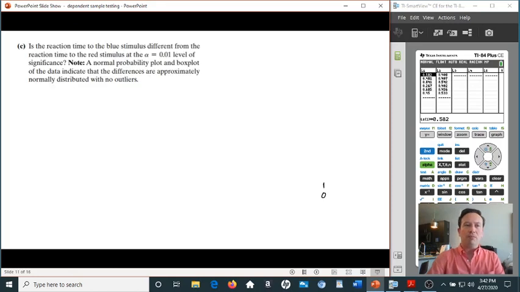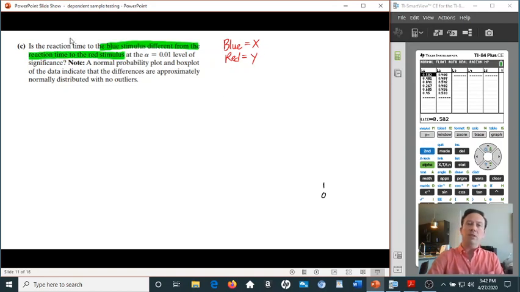All right, so now, the first question I gave you there is question C from this problem. We're skipping A and B. We want to know, is the reaction time to the blue stimulus different from the reaction time to the red stimulus at the alpha equals 0.01 level of significance? And you can ignore that note there. We don't really need to pay attention to that. So again, remember blue is X and red is Y.